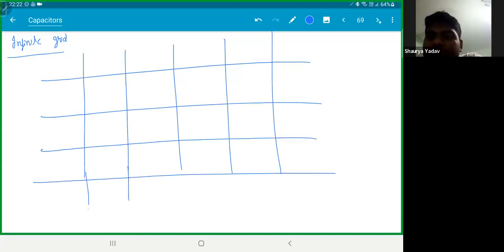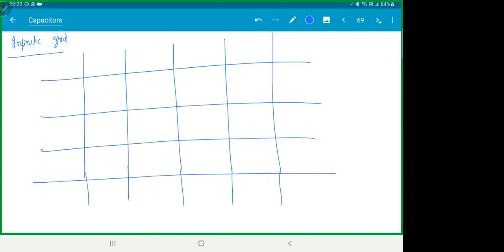Sir, you showed that was infinite. Yeah, that is not an infinite grid. This is infinity. It is going till infinity. Each segment is a capacitor. This circuit is never ending, basically.